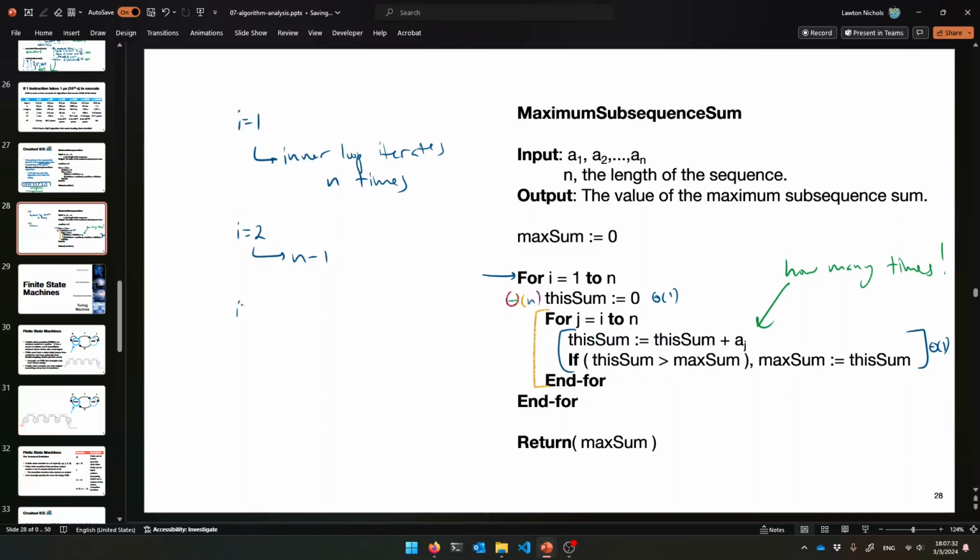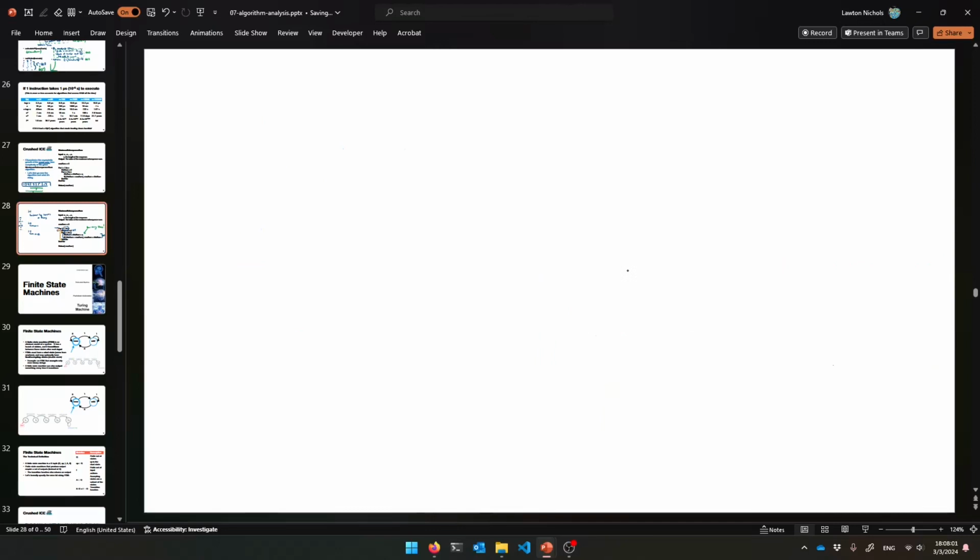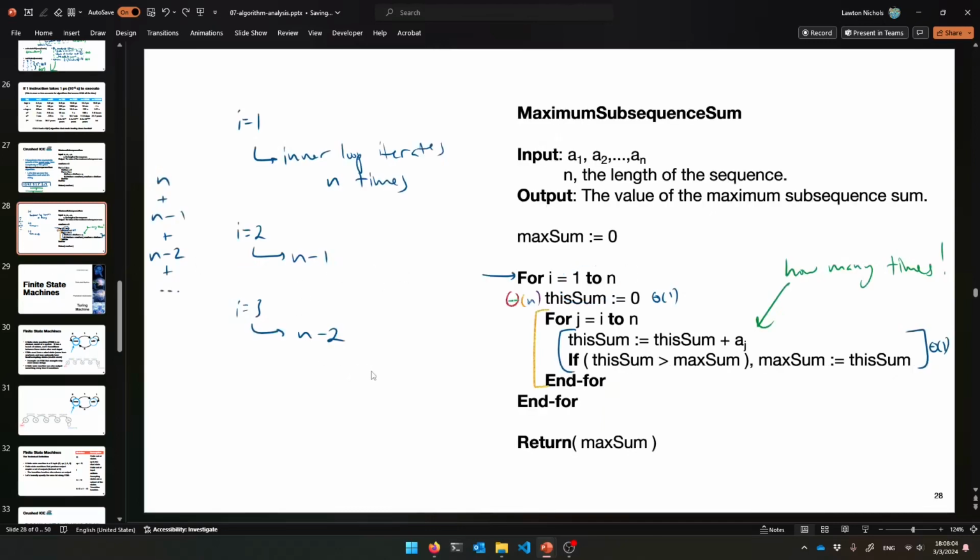When i is 3, see the pattern? It's going to run it n minus 2 times. That's how that's working. And so, in essence, the body of this inner loop is getting run n times plus n minus 1 times plus n minus 2 times, all the way to when i is n. Do you see it? When i is n, it goes from n to n, so it's just one time.